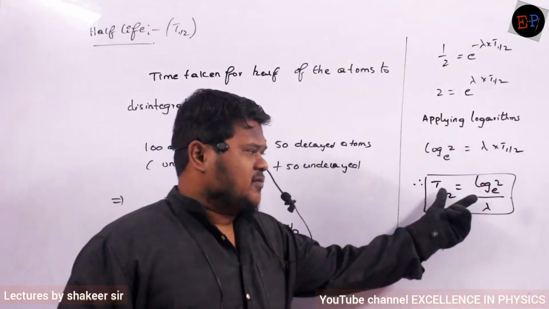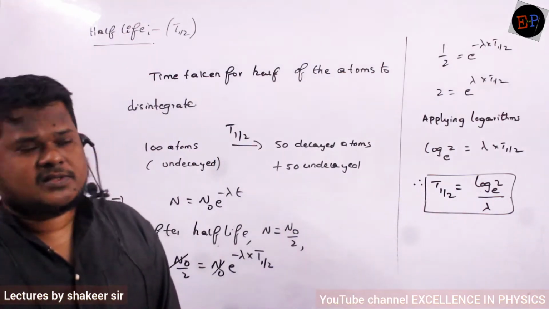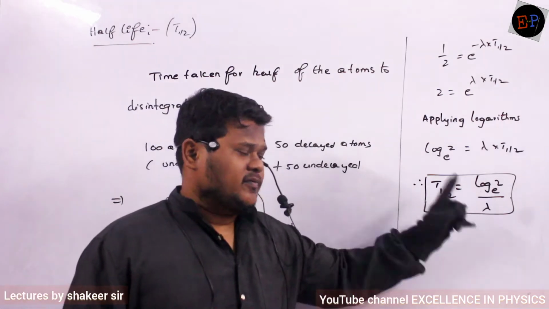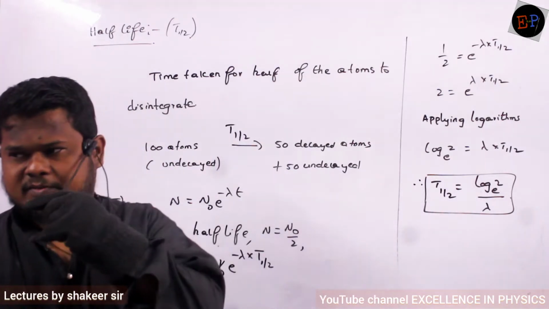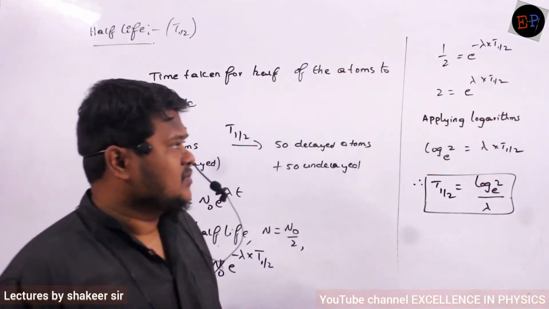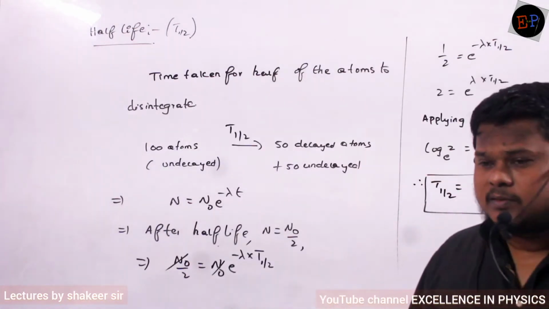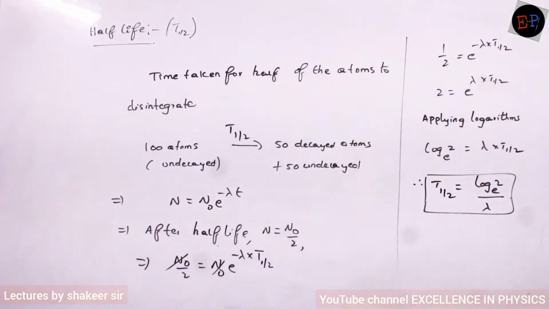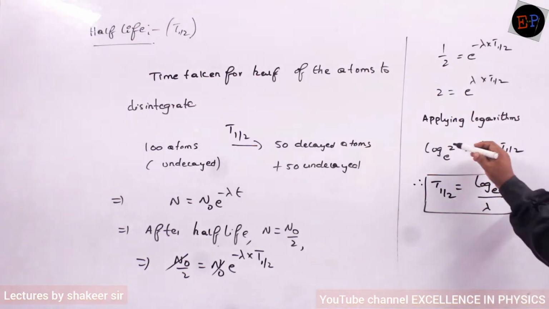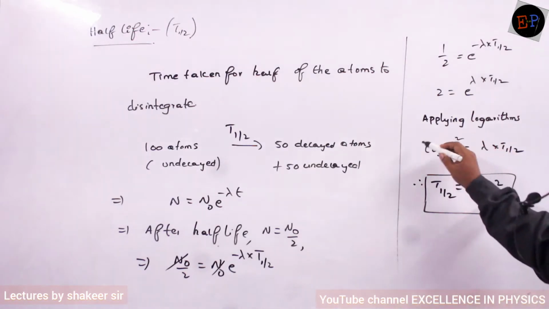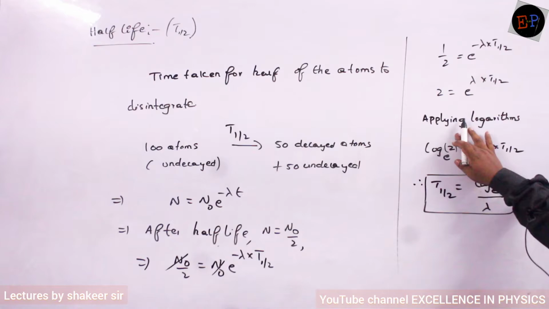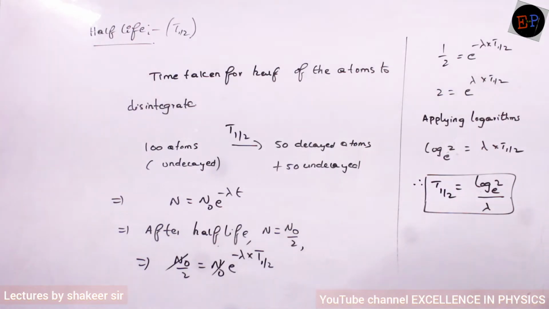Okay. So the equation is log 2 to the base e, that is natural logarithm of 2, divided by lambda. This is the equation. 2 into log e. No, I cannot write like this. If it is 2 square, then 2 will come to this side. But here I am taking log of 2, no? So 2 will not go to the other side. Are you able to understand?